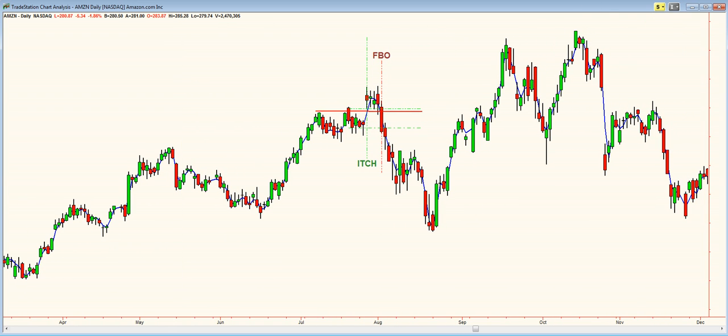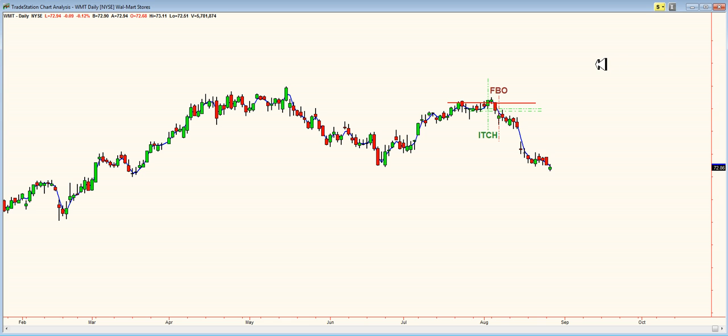Again, you can see the elements here. We had a broken uptrend, broke out, failed, and reversed. And the biggest move was on the reversal side. False breakout to the downside on Amazon. And another popular stock, Walmart.